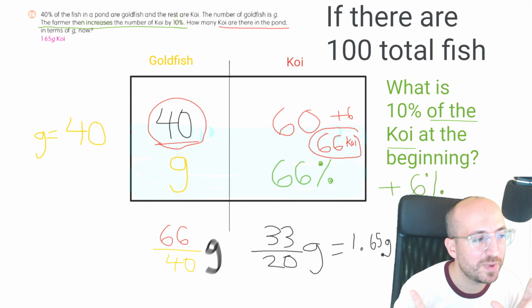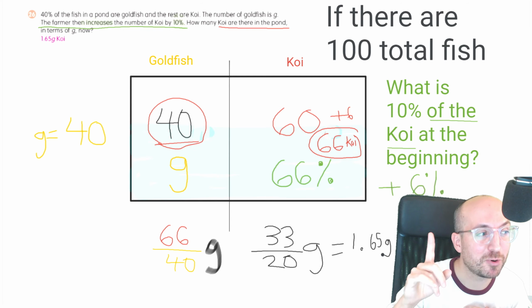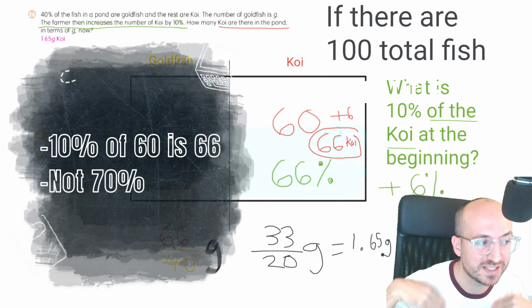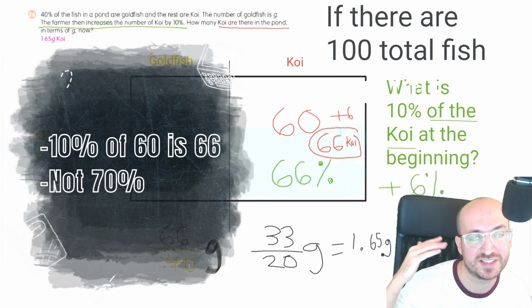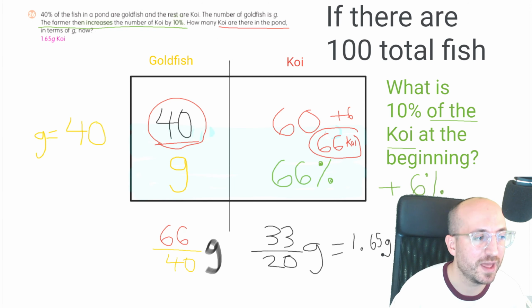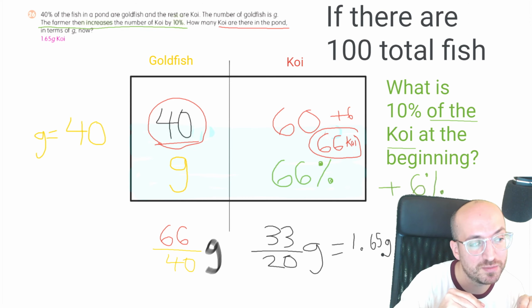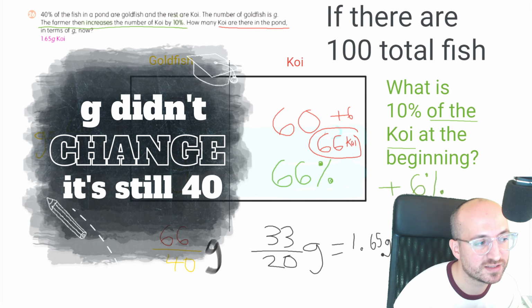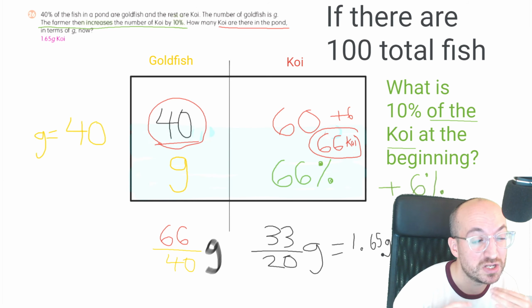So let's go back and talk about what we learned really quickly. We're talking about increasing the number of koi. Remember, that's not adding 10% from 60 to be 70. It's 10% of the 60, which is 66%. And then we compare that to the original amount, that the 40% at the beginning doesn't necessarily change. It can just compare that base. So we had 66 over 40 G.